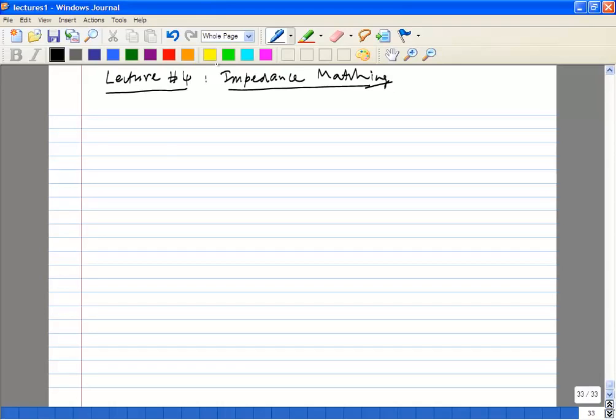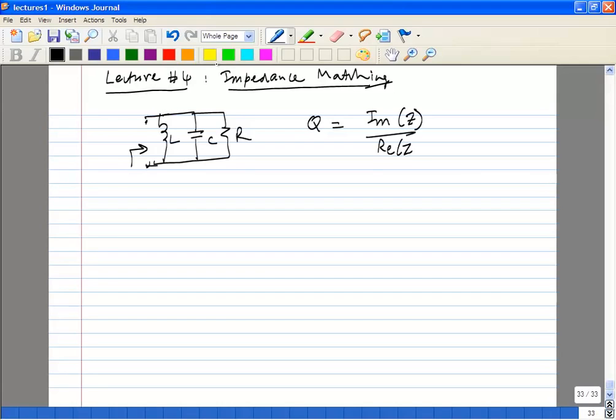The second point is, last week we looked at parallel RLC, and we looked at the different expressions for Q. I think some of you corrected me saying it should be real over imaginary, but remember that we are talking about the impedance, not the admittance.